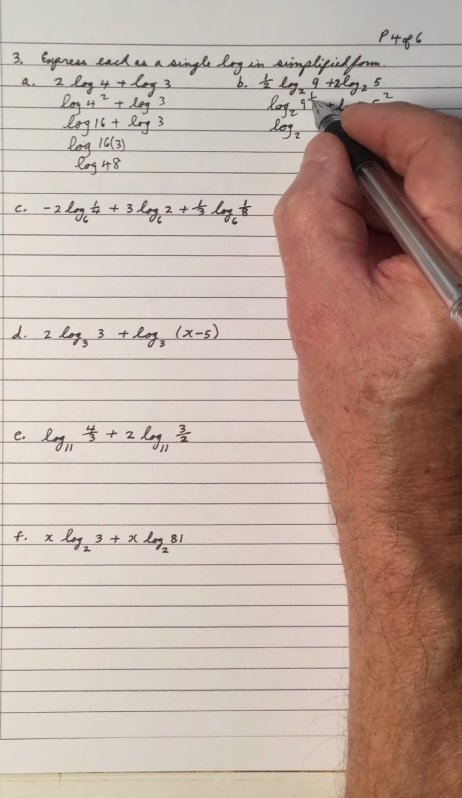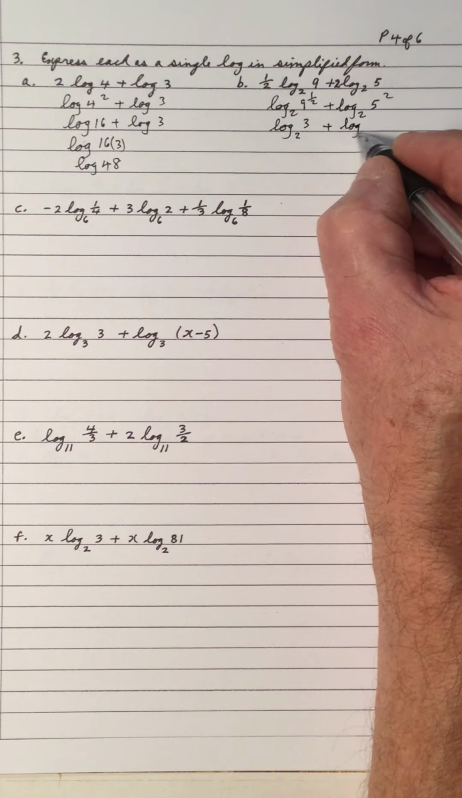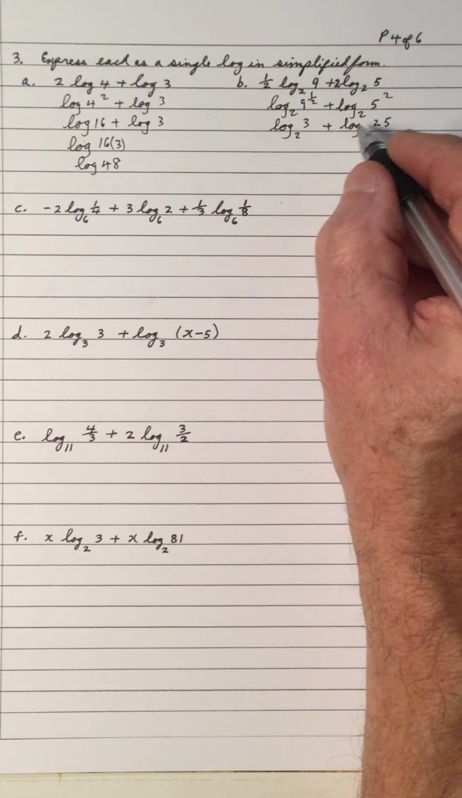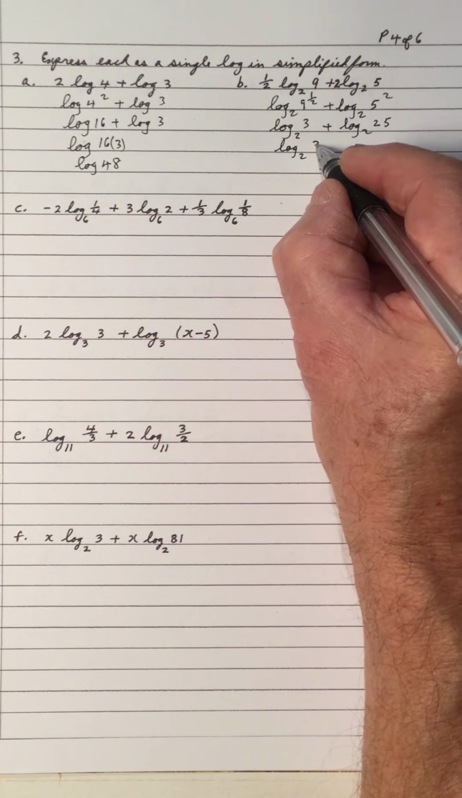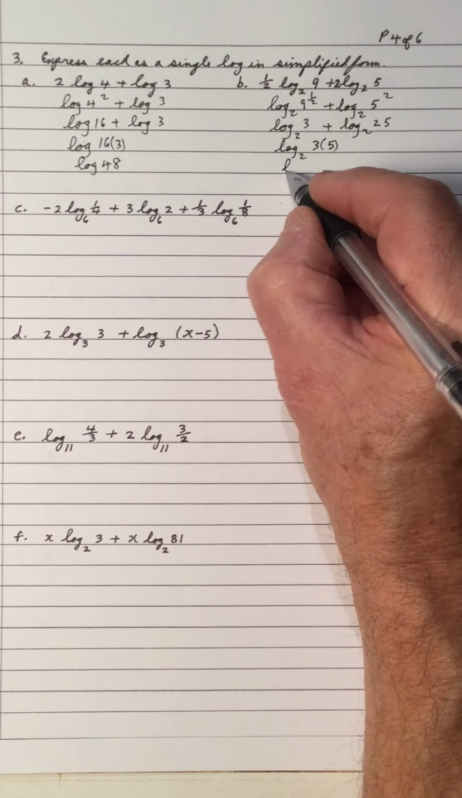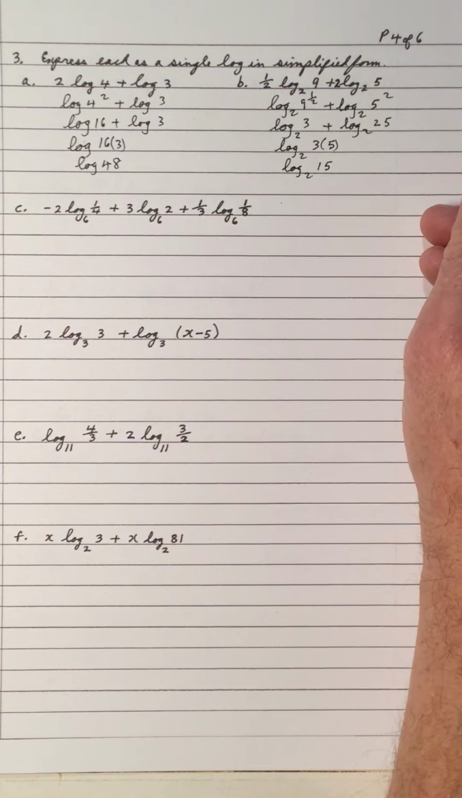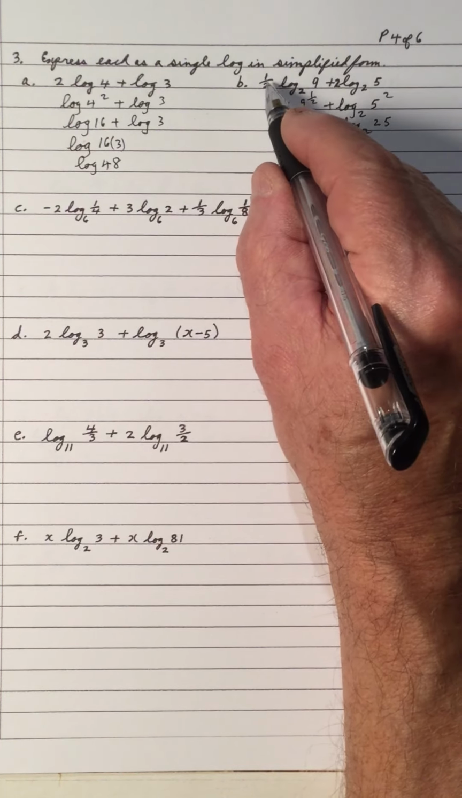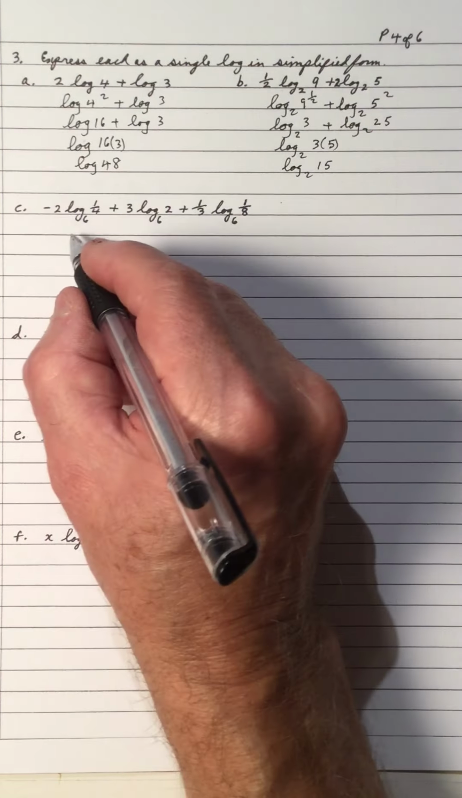And this is 9 to the half. The root of 9 is 3. And 5 squared is 25. And the sum of 2 logs is the log of the product. So the base is 2. So 3 times 5, so that's the log of 15 base 2. Again, the power rule: any number that's in front of a log, you should always move it to a power. Always do the power rule first.